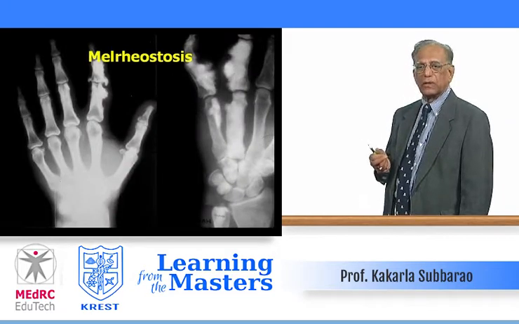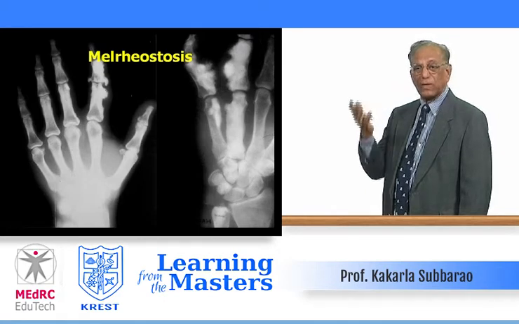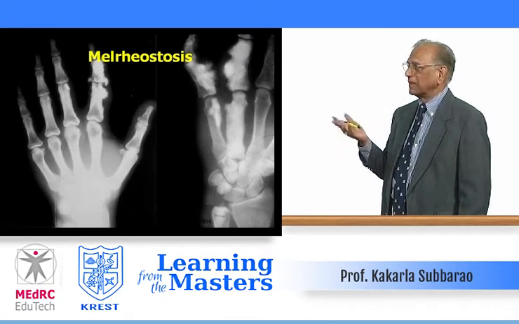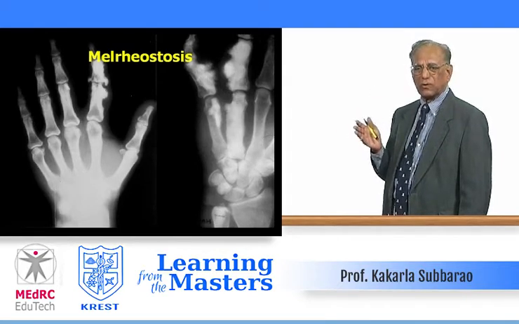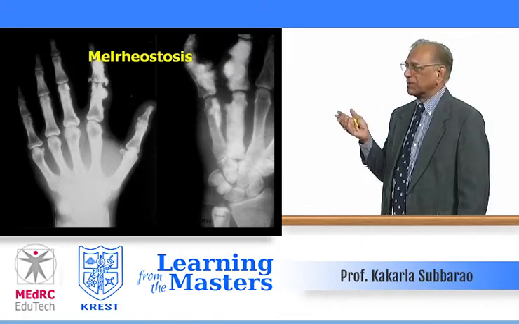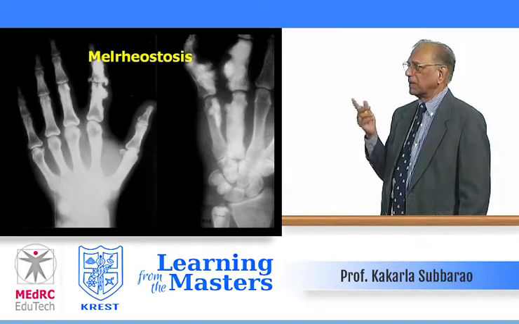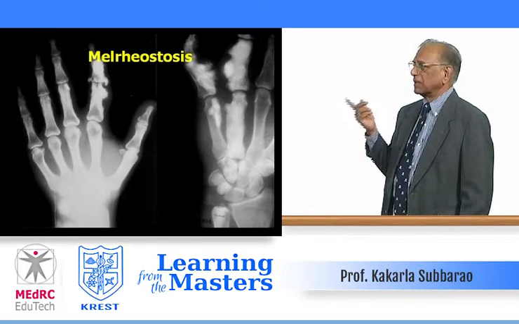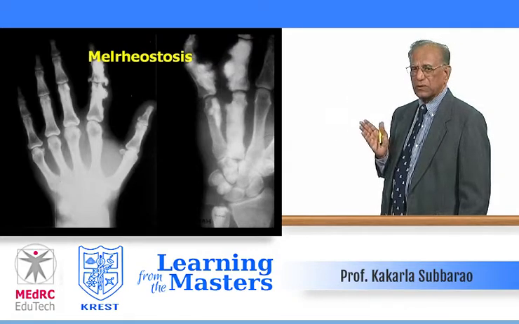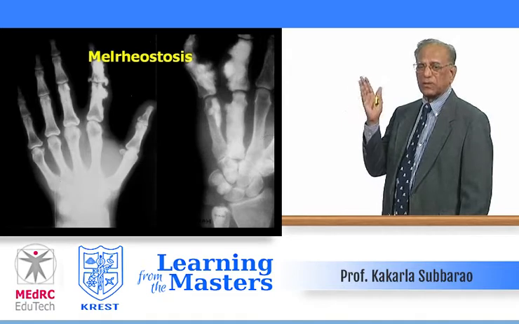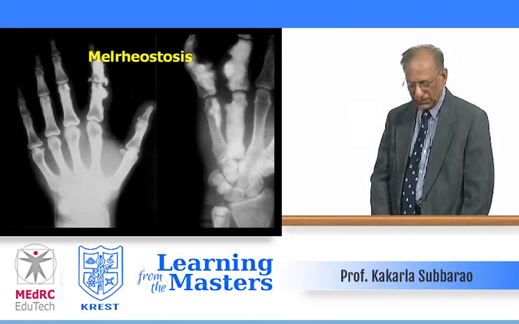And then we come to the entity called melorheostosis. It is like wax flowing in a burning candle. And here you find there is no uniform density of the bones, but segmental sclerosis of the bones associated with soft tissue ossifications. Look at the index finger on the left hand and also the ring and little fingers on the other side. Apart from sclerosis, that sclerosis also is not uniform. It is marginal sclerosis with hyperostosis and soft tissue calcifications or even ossifications.